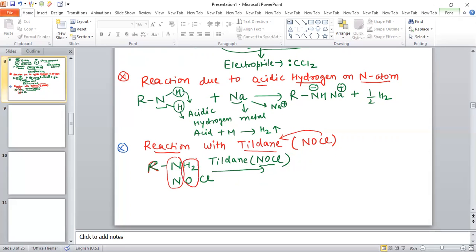Along with N2, one of the byproducts is N2 gas, and another byproduct is water. And this R will combine with Cl. When this R combines with Cl, an alkyl halide is obtained as a product. So with Tilden reagent NOCl, alkyl halide is obtained from amine.